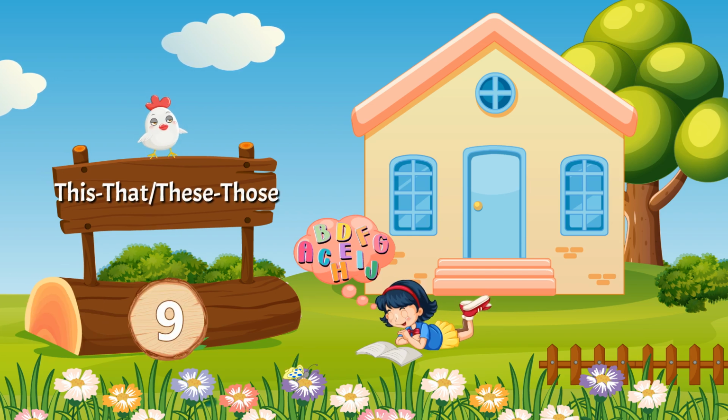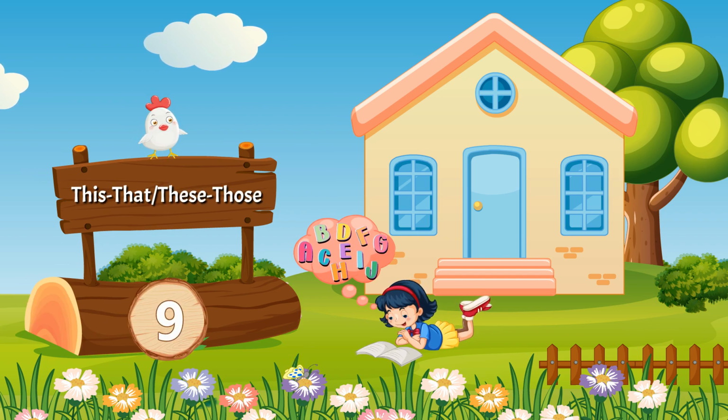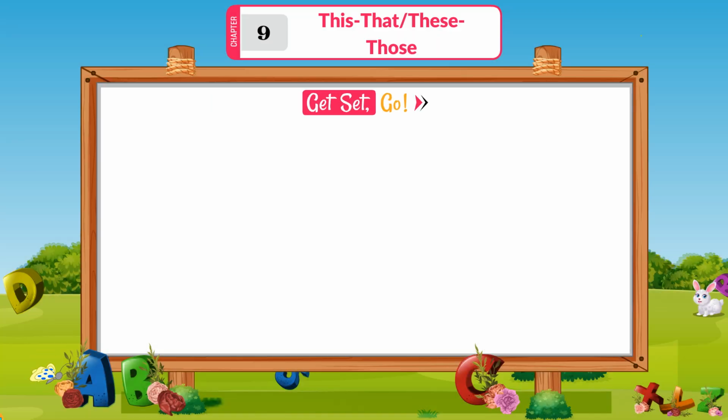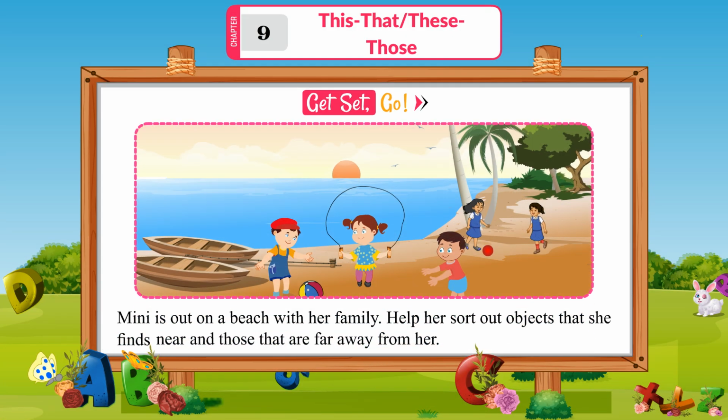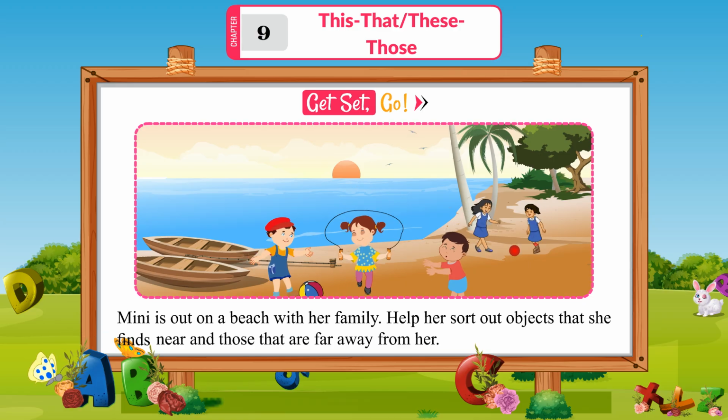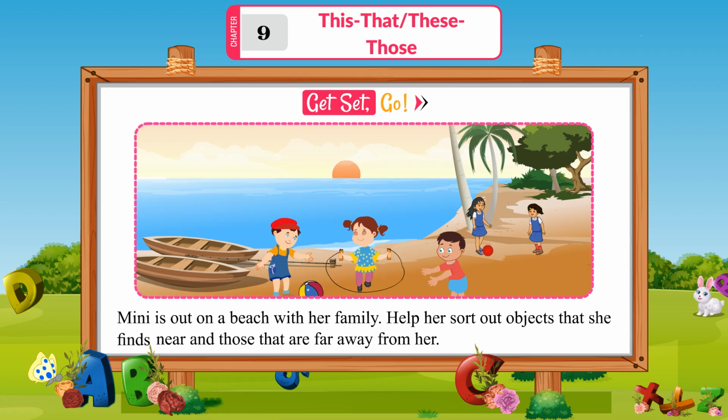Chapter 9. This, that, these, those. Get set go. Minnie is out on a beach with her family. Help her sort out objects that she finds near and those that are far away from her.